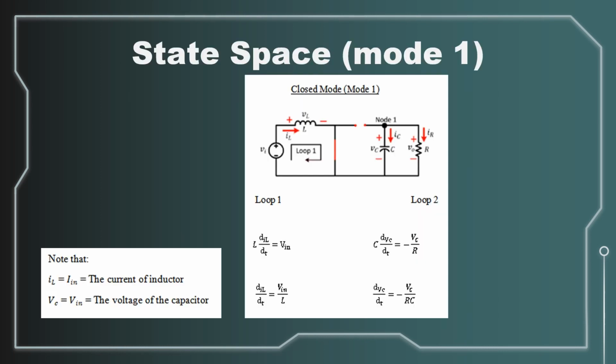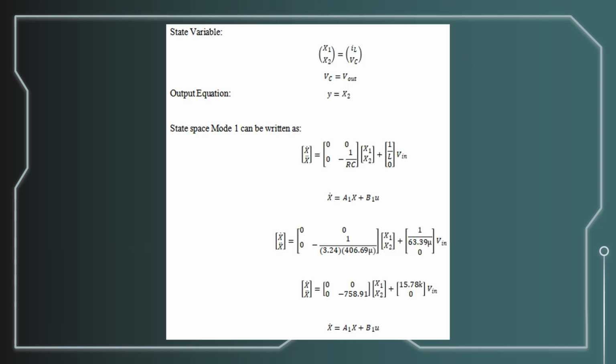This is the state space mode 1 that we use. The first loop is L multiplied by dIL over dt equals Vin, so dIL over dt equals Vin over L. The second loop is C dVC over dt equals negative VC over R, so dVC over dt equals negative VC over RC. This is the formula to create the matrix for state space mode 1.